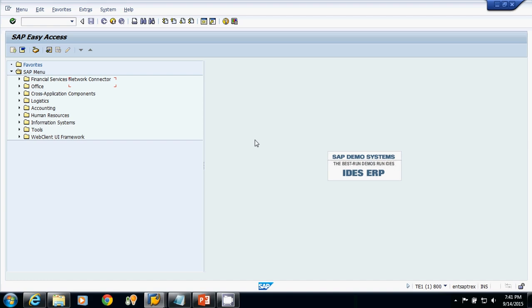Suppose I have SE11, which is a tool for the data dictionary. Suppose I have SE38, which is a tool for reports. SE37 is a tool for function modules. So whenever I combine all these tools, collectively they are called ABAP Workbench.